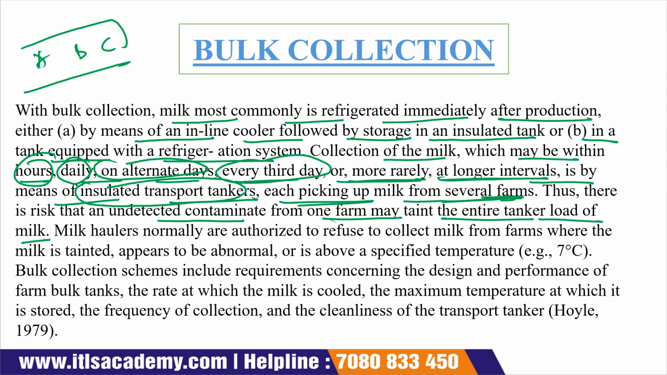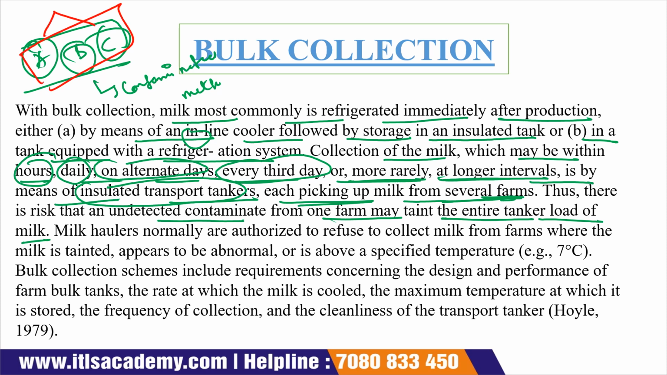So here is one risk: suppose that B firm delivers contaminated milk. Then there is a risk that the milk from A and C will also be contaminated because of the same tank. If we take contaminated milk, it will contaminate all the milk.